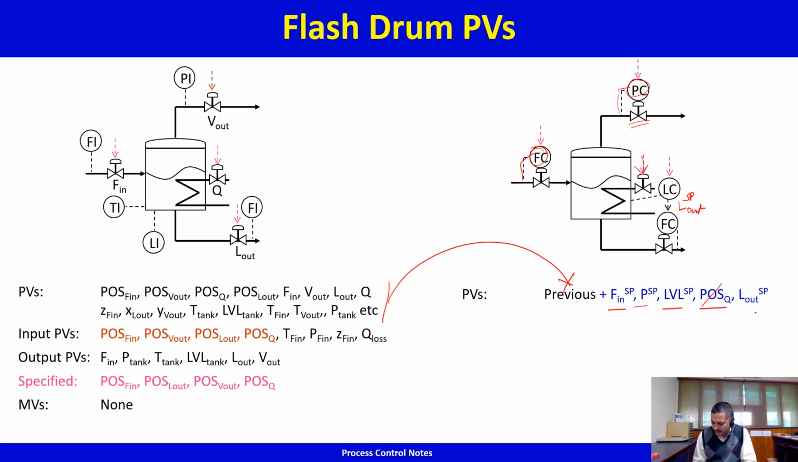L out set point, that's an additional variable because of the flow controller that you have. So these are additional process variables because of the control system that has been implemented. Of these, what are the input process variables? Well, the operator is specifying these things, so these remain input process variables. Temperature of the feed in, pressure of the feed in, ZF in, Q loss, these things of course remain there. But notice that input PVs has shifted from valve positions to the set points because of the controllers.